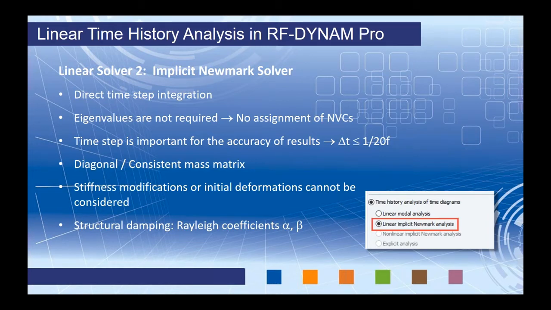Delta T is less than or equal to 1/20 times the frequency. Now, the frequency in this equation is the largest frequency from either the natural vibration of the structure or of the excitation frequency. Both the diagonal and consistent mass matrix are available here, and stiffness modifications or initial deformations cannot be considered. We can also consider structural damping though. However, this is in reference to the Rayleigh coefficients with alpha and beta. So we need to somehow convert Lehr's damping into the Rayleigh coefficients, which we'll be taking a look at today with our example.